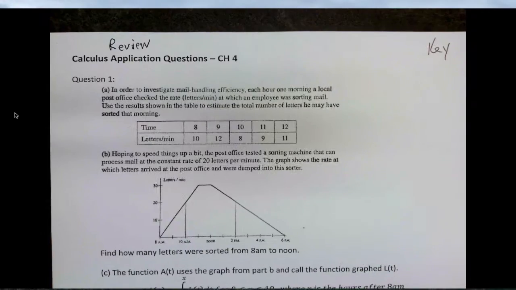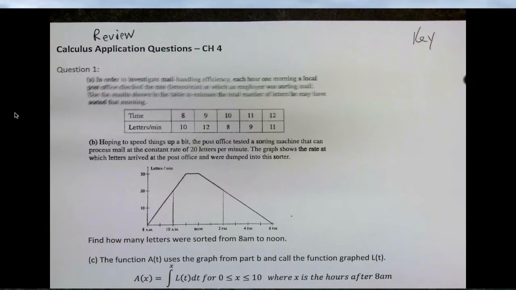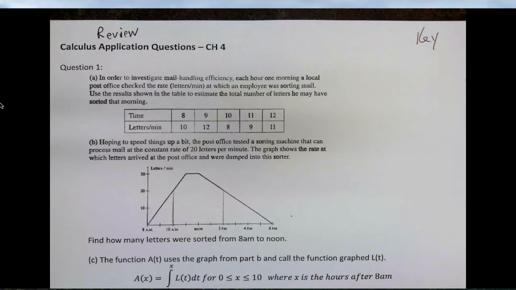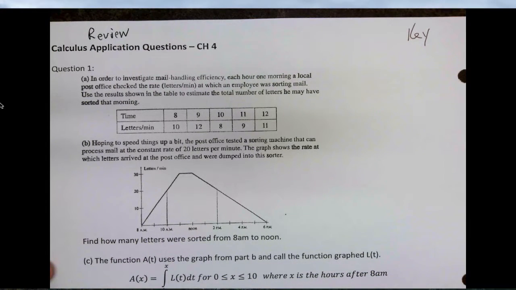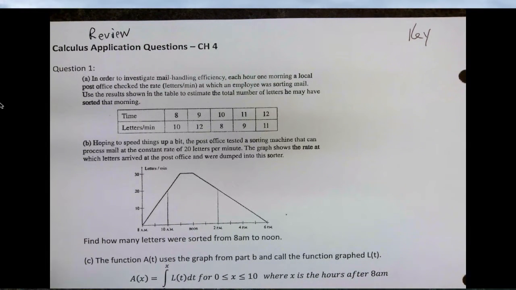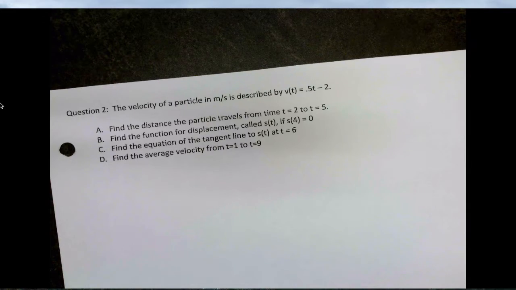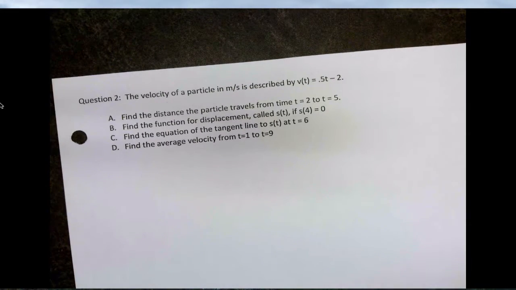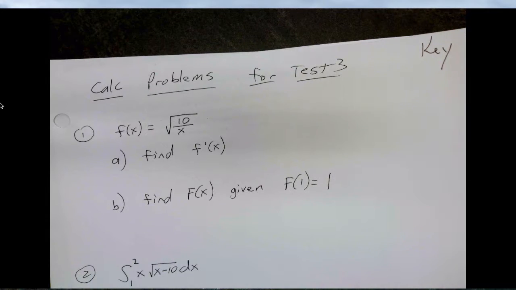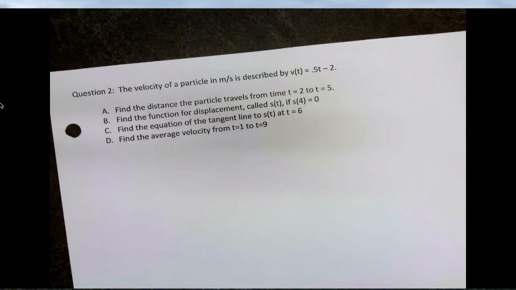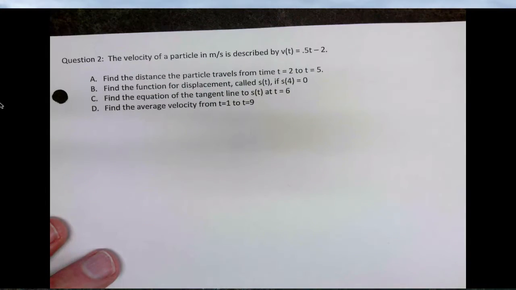Alright, this video is just an extra set of questions to prepare for the third quarter test. There's question 1 here and question 2 on the back, and I'm also going to look at these questions here, calc problems for test 3. I'm going to start on question 2 because it's the easiest.